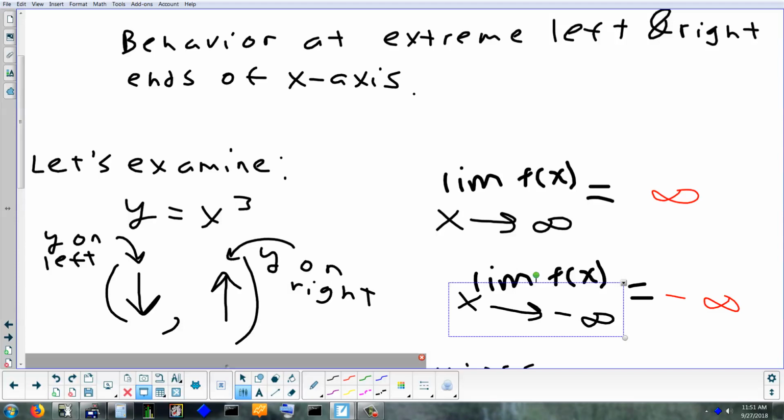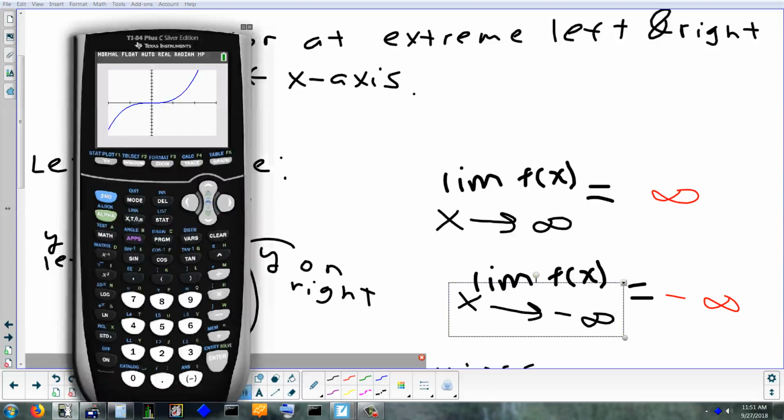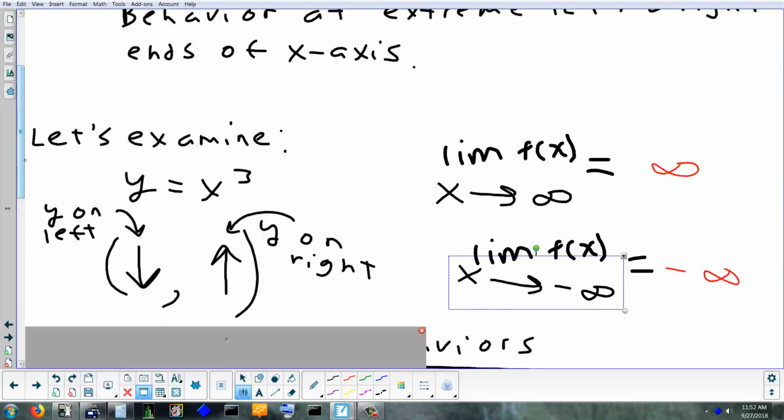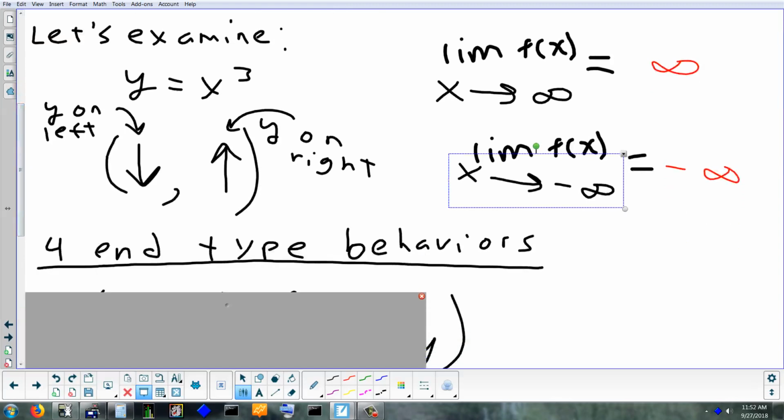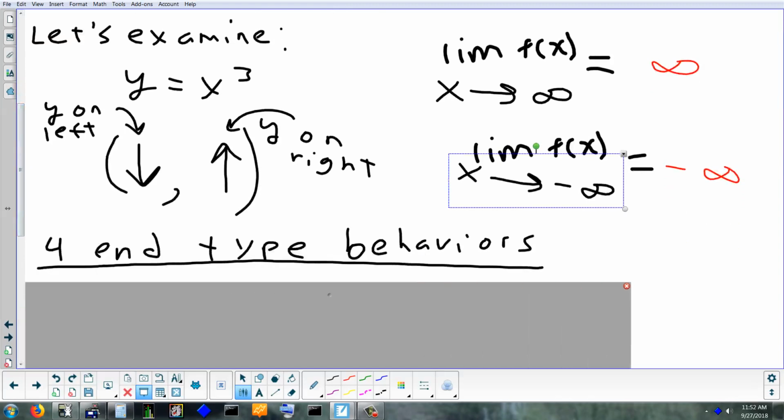This is another way to describe it, but it's not really used as much. It's like a set of parentheses and you put arrows. So this particular graph: down on the left, up on the right. Knowing that this first arrow could point up or down, and the second arrow could point up or down in other functions, that gives you 4 different types of end behavior.